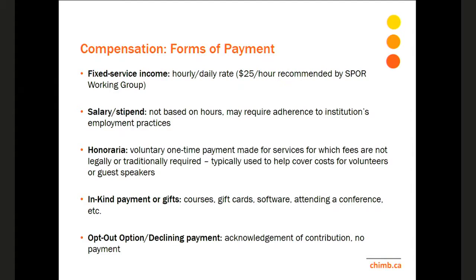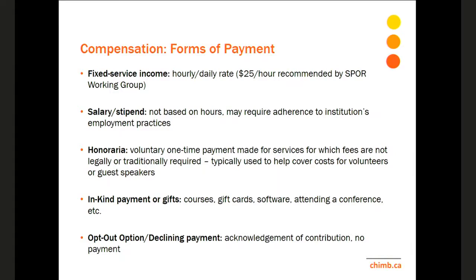So there's essentially 5 different ways they've categorized that you can compensate patient partners. The most common is a fixed service income. This is either an hourly rate. The guidelines' bare minimum is $25 an hour for patient partners across Canada. That's what we would highly recommend. Or a daily rate, if somebody's going to a workshop for 3 hours, whatever, something like $100, or $300 for a full day course, somewhere in that range. It really depends on what your patient partners prefer, right? So it's about talking to them.